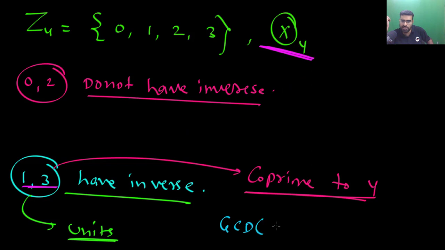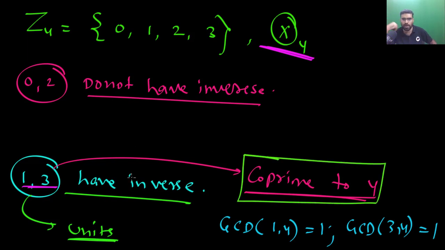You can easily notice that GCD of 1, 4 is 1. Similarly, GCD of 3, 4 is 1. So 1 and 3 are relatively prime to 4. But you can notice that the other elements are not co-prime to 4. For example, if I ask you what is the GCD of 2, 4, that will be 2.